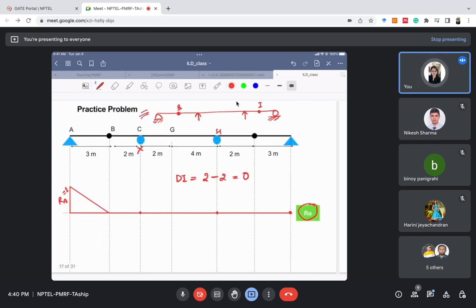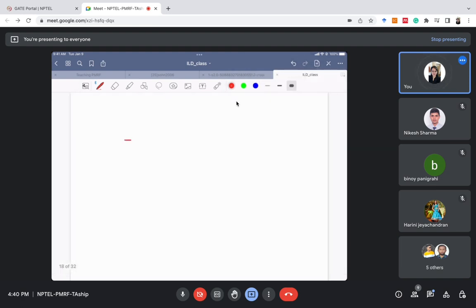So let me ask you one problem. Say it's a roller here. Is it statically determinate or indeterminate? You can answer this problem in the comments.